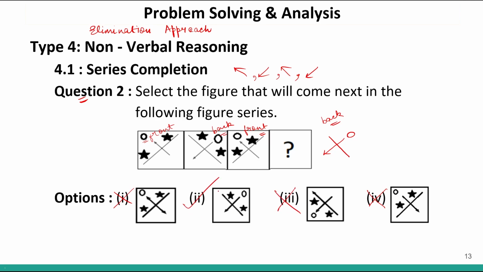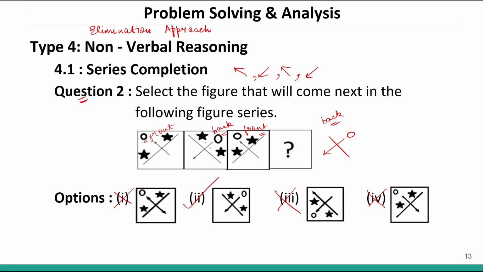Now let us check for the stars as well. Now if you look at the stars, over here they are in the first two quadrants, that is quadrant 1 and 2, or they are facing towards the arrow. They are in the quadrants where the arrow is facing.